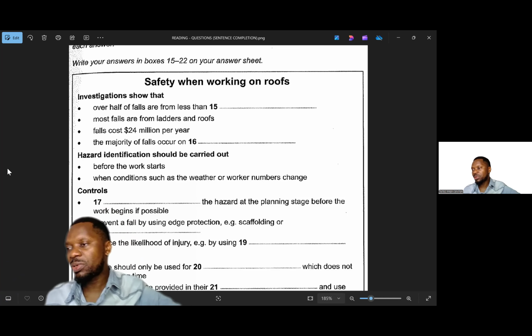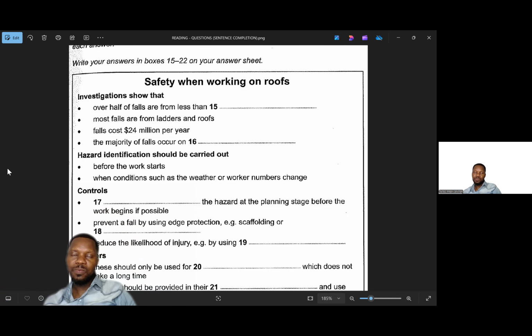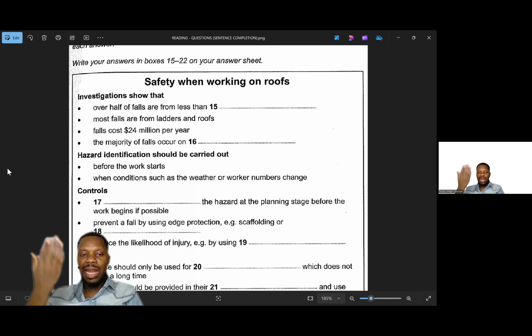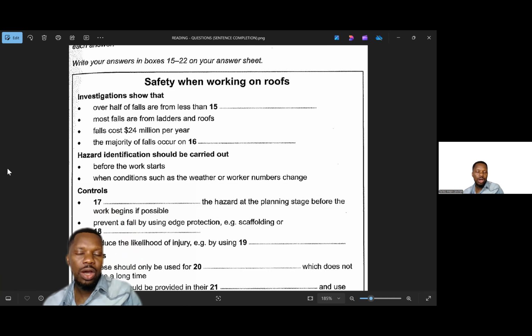So maybe the temporary work platforms might be the net that people apply at professional sites. There are nets that they tie so that when people fall, they would land on the net and the net bounces them up and then they stabilize and they are being rescued.